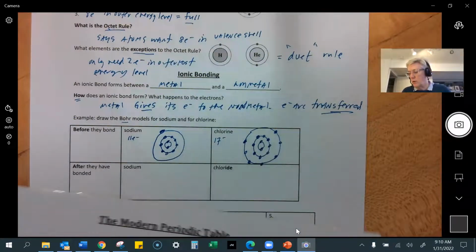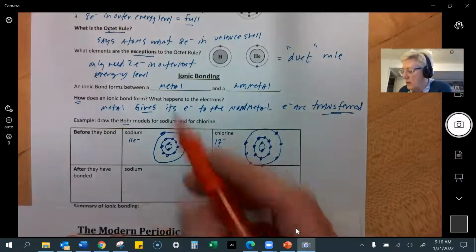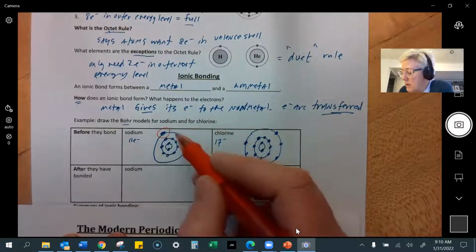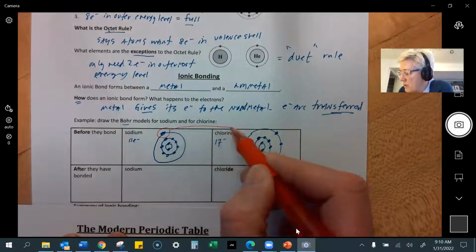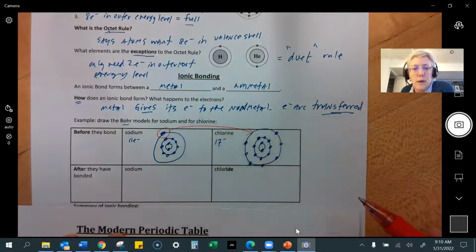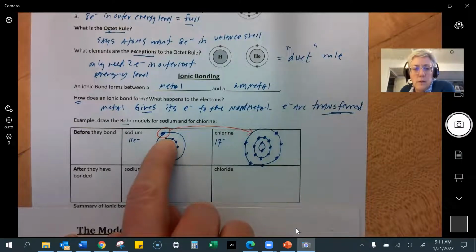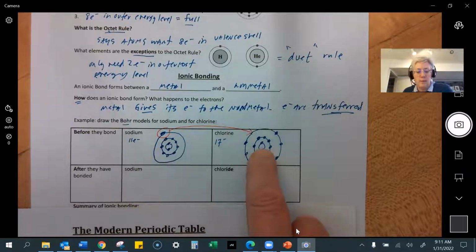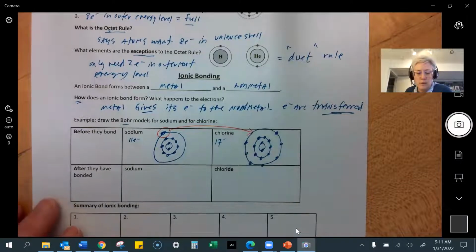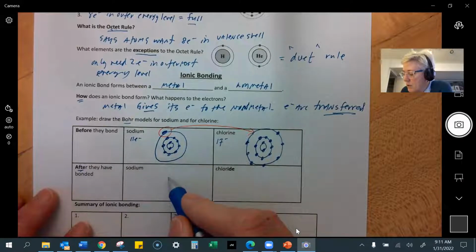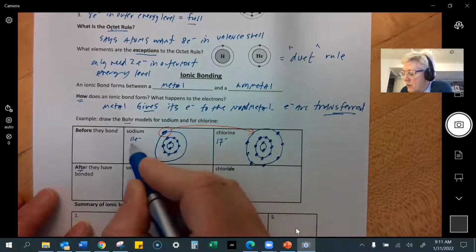So what happens when ionic bonds form is that this metal gives its electron to the nonmetal. So the electron gets transferred over to that empty spot. Okay, so that metal loses an electron. The nonmetal gains an electron in this case. So I'm going to redraw this after they have bonded. Here's sodium again. All right, it's got 11 protons.